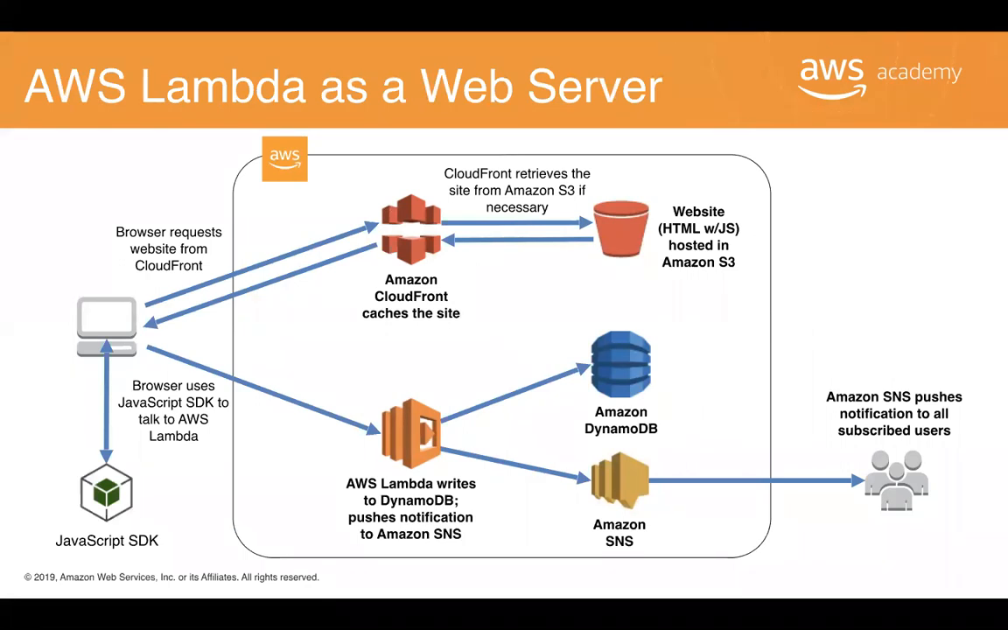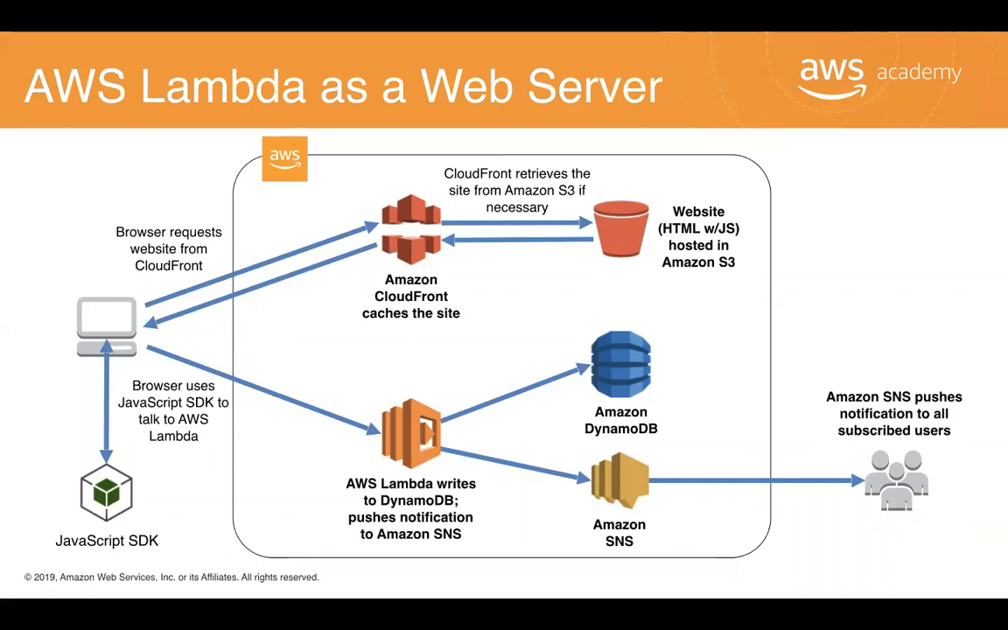And here's an example of how you might use Lambda as a web server. In this particular example, a browser makes a request to CloudFront. CloudFront then retrieves the site from S3, which contains static files. The files are delivered back to CloudFront, where it caches the site. And the browser might use a client-side interface like JavaScript, which allows it to talk directly to Lambda.